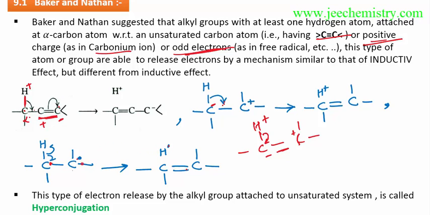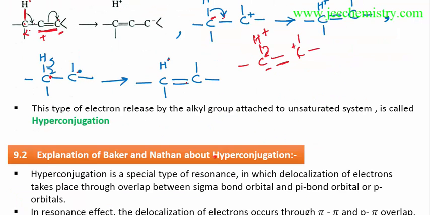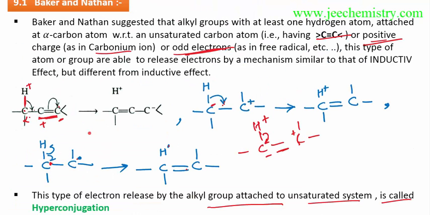In this way it will provide electrons to the system, to the unsaturated system, to a free radical, to a positive charge. This type of electron releasing by the alkyl group attached to unsaturated systems, a free radical, a positive charge, is called hyperconjugation. So the hyperconjugation definition is clear. What is hyperconjugation? This type of electron releasing by an alkyl group attached to an unsaturated system is called hyperconjugation.